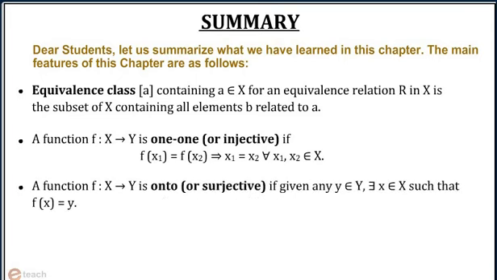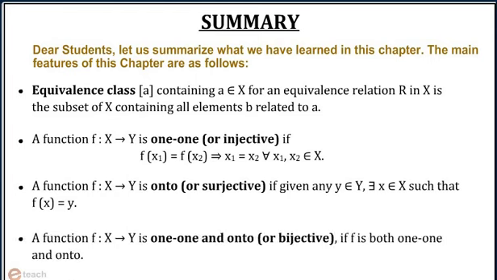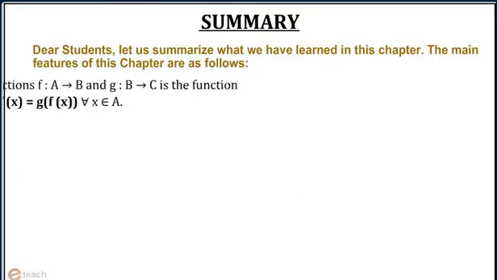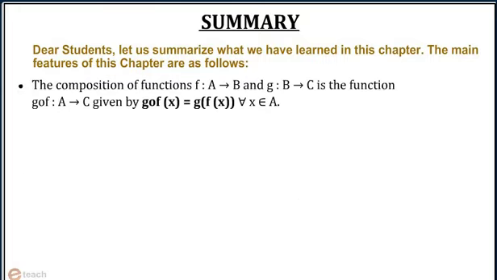A function f defined from X to Y is onto, or surjective, if given any y belonging to set Y, there exists x belonging to set X such that f(x) is equal to y. A function f defined from X to Y is one-one and onto, or bijective, if f is both one-one and onto. The composition of functions f from A to B and g from B to C is the function gof from A to C given by gof(x) equals g(f(x)) for all x belonging to A.